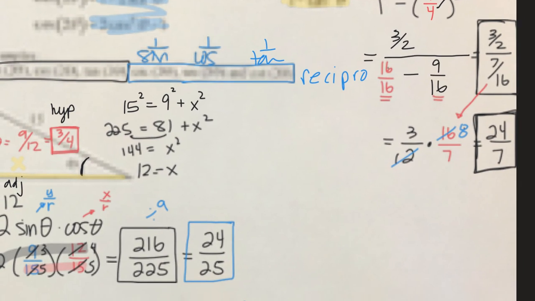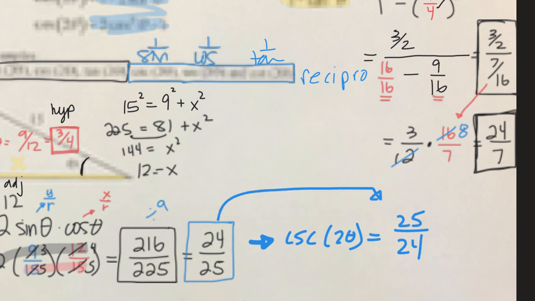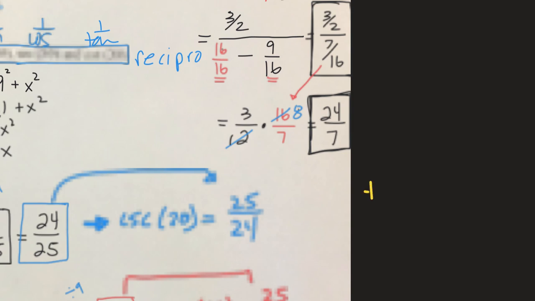Okay, so now let's do the reciprocals. Reciprocal of the sine is the cosecant. So the cosecant of my double angle is the reciprocal, which means 25 over 24. Right? Reciprocal of the sine, that's my cosecant. My secant is the reciprocal of the cosine. So reciprocal of 7 over 25 is 25 over 7. And the reciprocal of the tan is the cotan, which is the reciprocal of 24/7, which is 7/24.